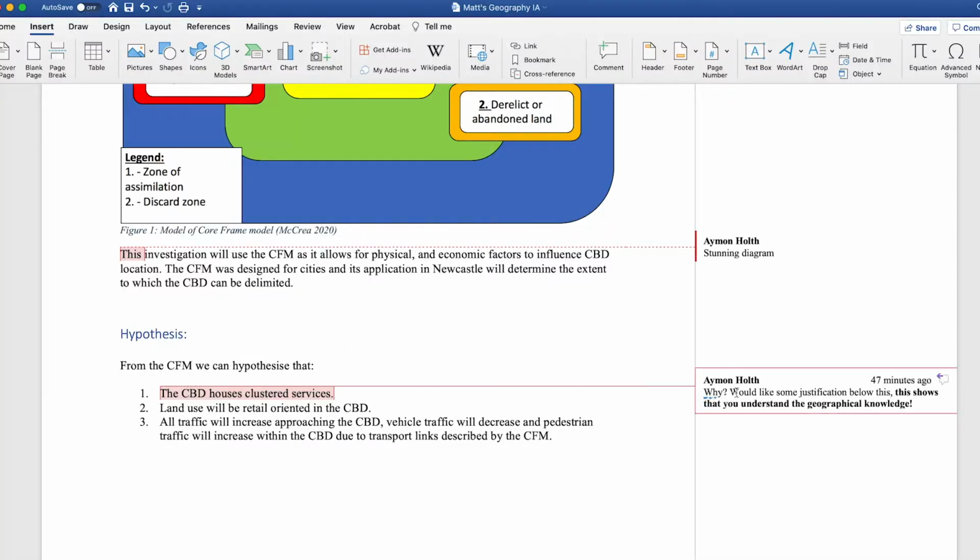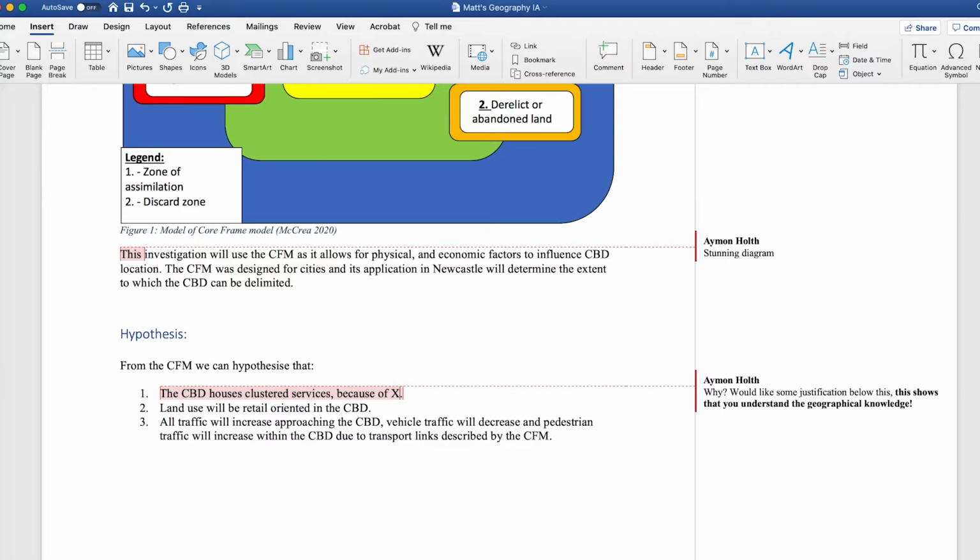And once again, I would like some more clarification as to where you got these hypotheses from, because yes, from the CFM we can hypothesize that the CBD houses clustered services. Why? Just in this hypothesis, I would like to say because of XXX. Just a small thing that shows that you understand the theory deeply, and you're not just pulling this out of the textbook and copying it. Again, it shows that you understand the geographical knowledge. So please put some justification next to the hypothesis.